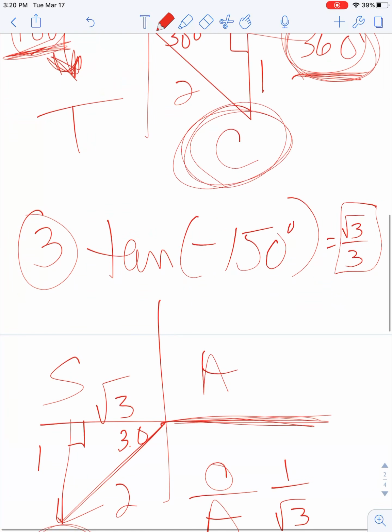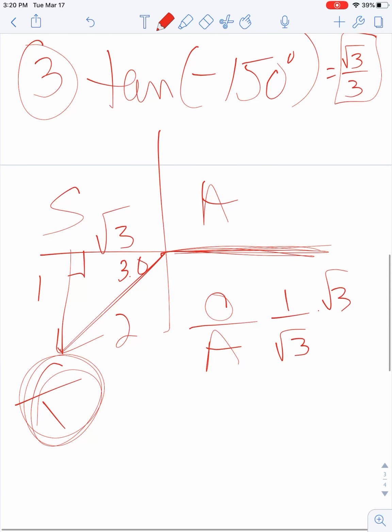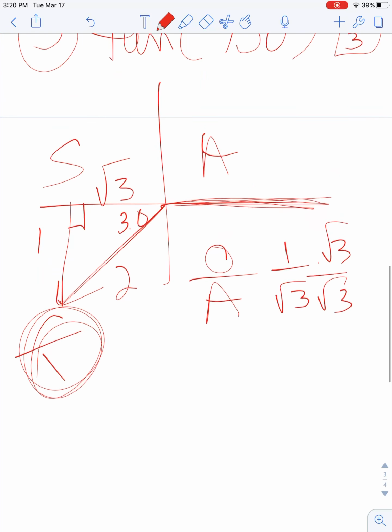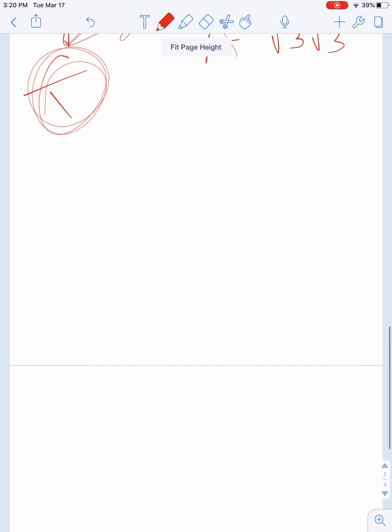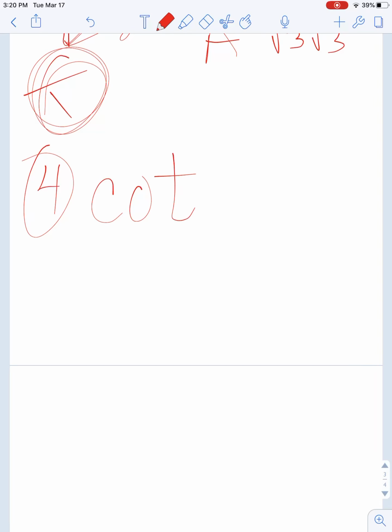Of course, I already rationalized it. I multiplied by root 3 over root 3. Okay, so all of these, 30, 60, 90, 45, 45. Number 4. Let's do cotangent of 120.